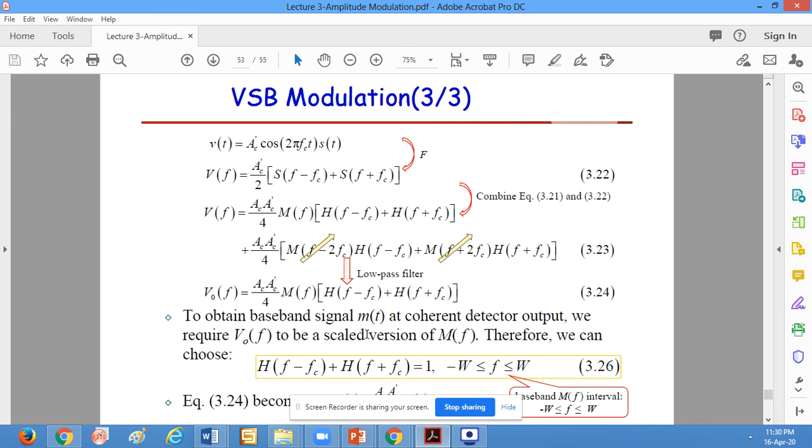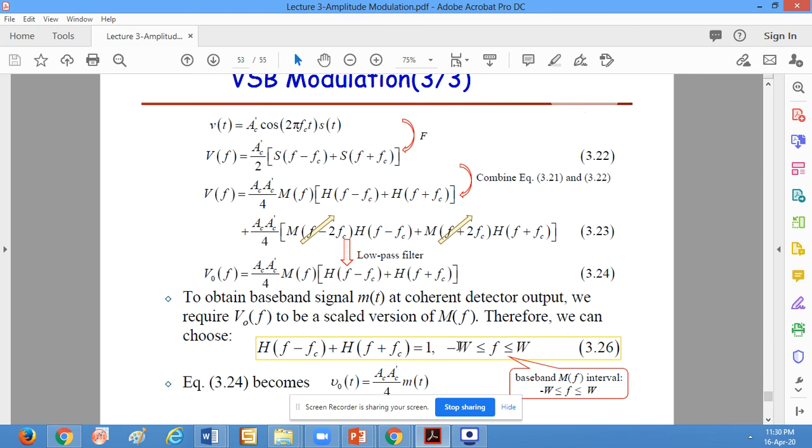To obtain the baseband signal m(t) at the coherent detector output, we require V0(f), the output in the frequency response, to be a scaled version of M(f). So we suppose that this term should be equal to 1 within the frequency band of the message signal. If this value becomes 1, then we have this as the output, and we will get the message signal as we desired. Thank you.